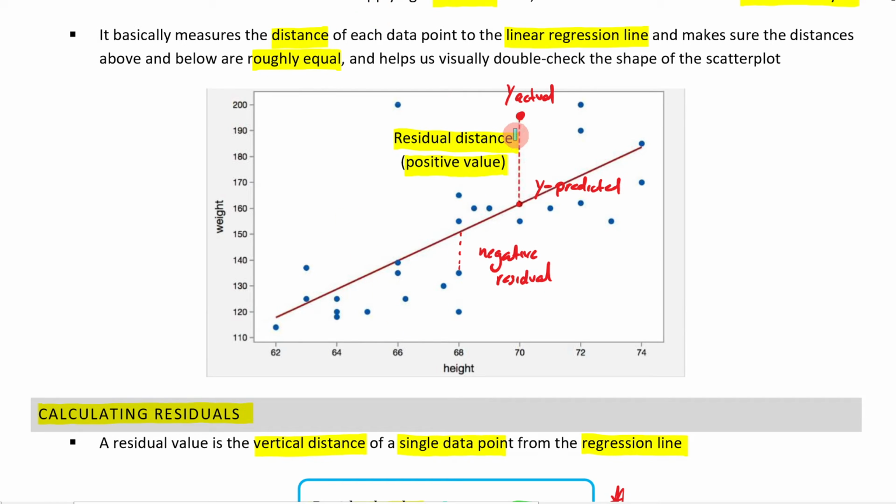And of course, if my actual data point is above the least squares regression line, I'm going to get a positive value. And if it's below it, I'll get a negative value. So that is the main takeaway here. I'm taking this and I'm subtracting it away from that right there. That's what we're doing and what we're going to do in our next example.